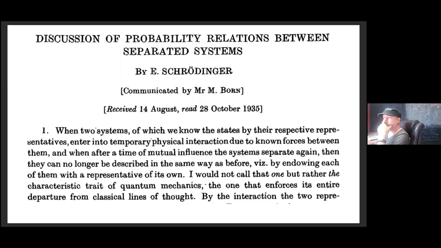So the main sentence you want to read here is that he says, I would not call that one, but rather the characteristic trait of quantum mechanics, the one that forces its entire departure from classical lines of thought. And he's talking about what happens if you put two systems together. So he treats the idea of the tensor product structure as the crucial ingredient of quantum mechanics, not the projective spectra of measurements. So these are two conflicting ideas.